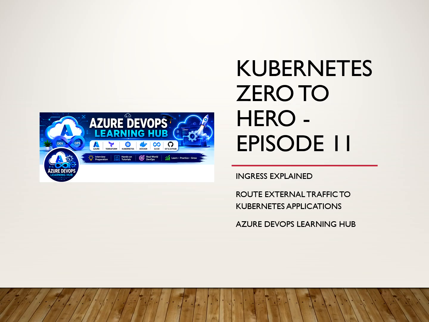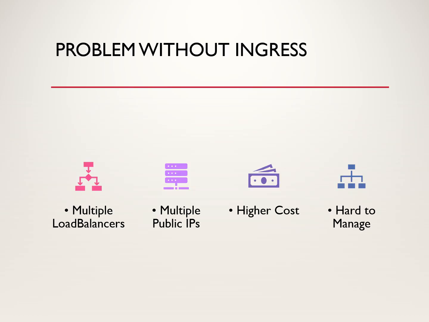Now in today's video, we will learn what is Ingress. For example, if you have a Kubernetes cluster and multiple applications are deployed in it, how do users on the internet access those applications? So the answer is Ingress. By the end of the video, we'll understand what is Ingress, why it's needed, and how it works. Let's get started.